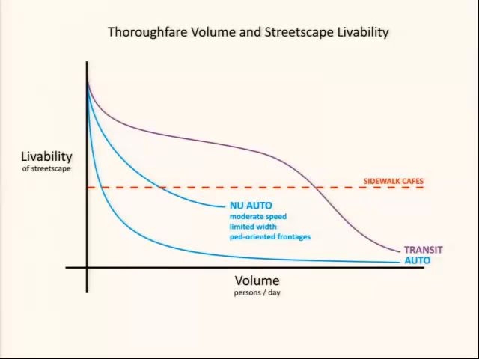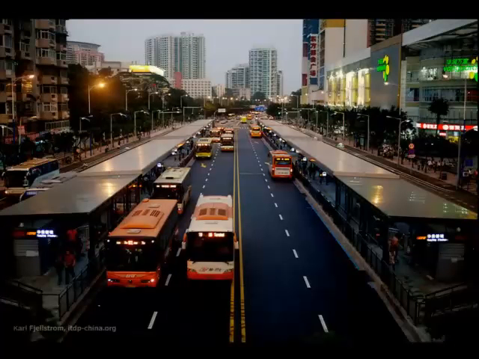The curve for transit reflects the greater spatial efficiency of transit. Even though transit vehicles may be large and noisy, they move more people per vehicle. The same volume of travelers can be served by fewer vehicles, passing by less frequently, so the livability is greater. But at the high end of volume, the curve begins to resemble the automobile curve. Even transit can become unlivable when there's too much of it, as shown by this bus station in Guangzhou, China, the largest in the world.